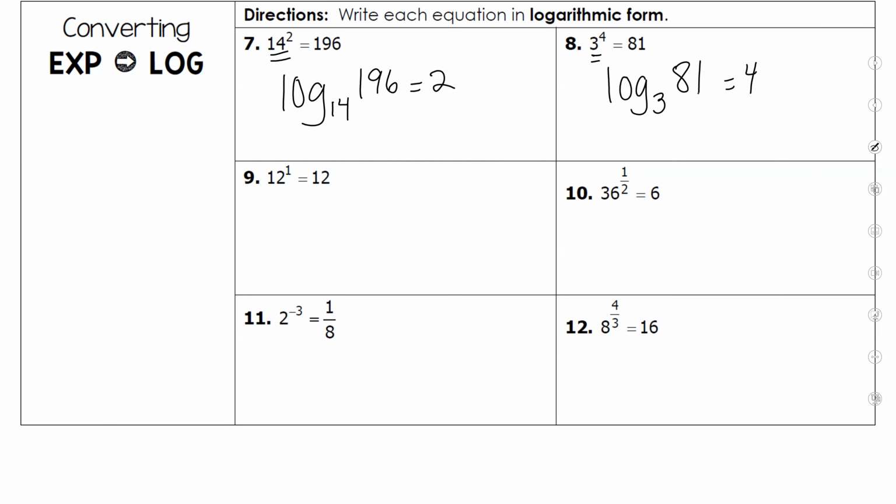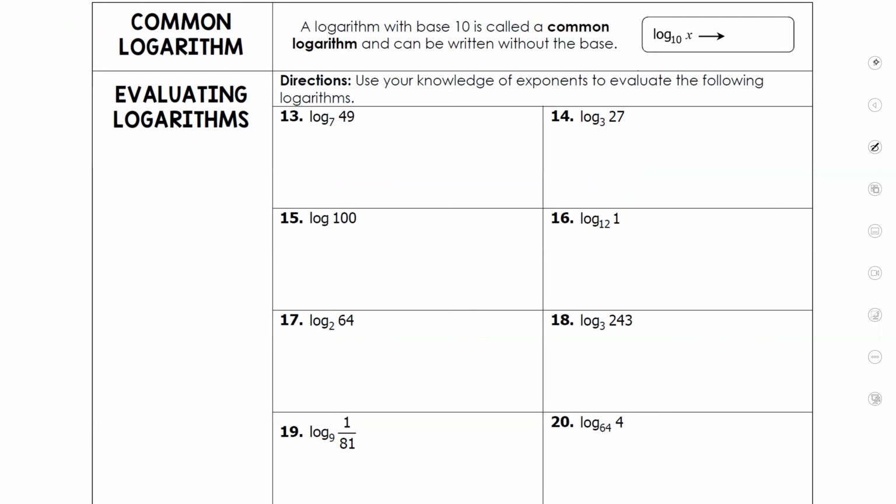Let's look at this one here. My base was 2, the exponent was -3, and the answer was 1/8. Okay, so a logarithm with a base of 10, we call that the common logarithm. And you can write it without its base. So if your base is 10, you do not have to write it.